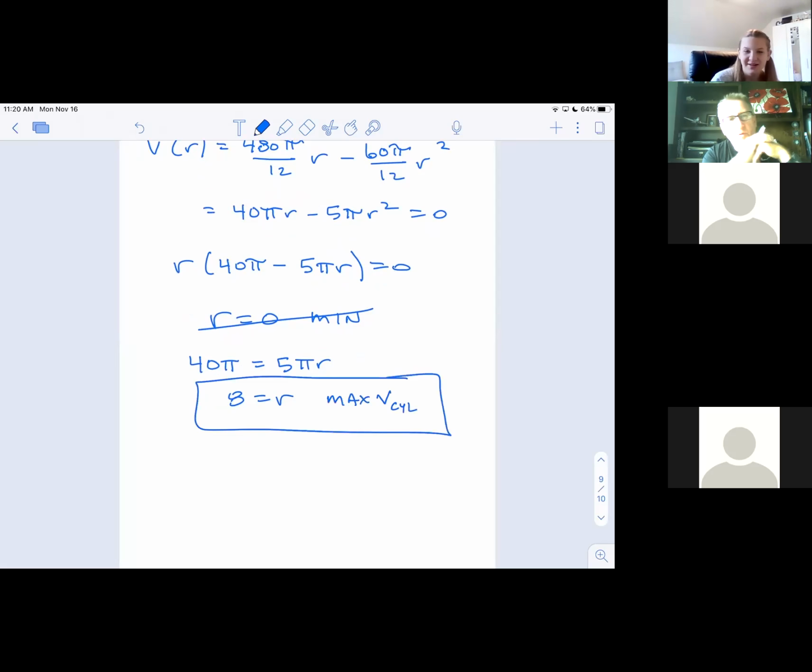Again, the problem might go on and say, good, you found the radius, but what's the height and what's the volume? They might want you to list all that stuff. But since we're out of time, I'll just stop where the hard part of this is done.